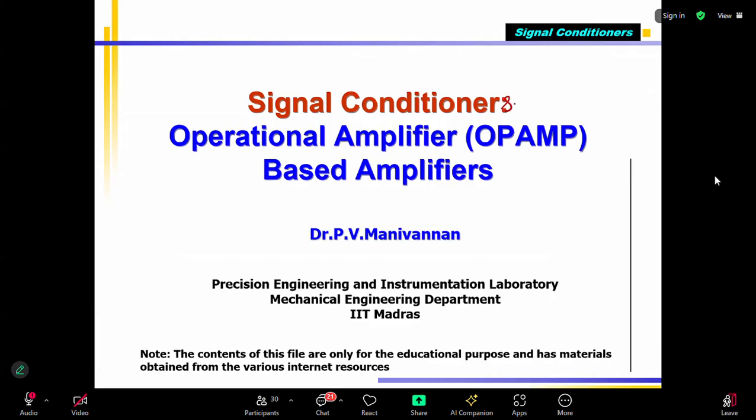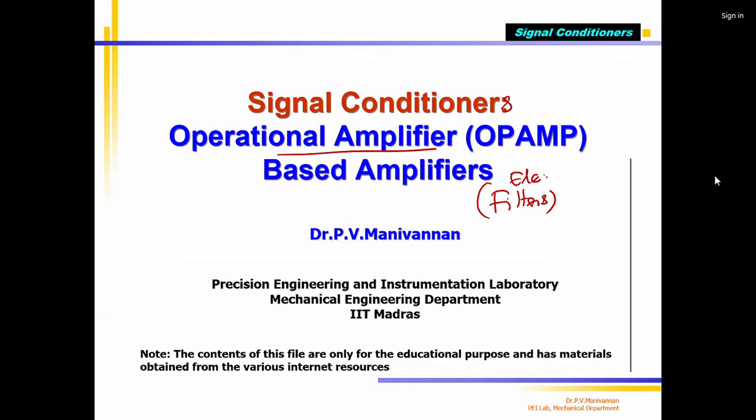Signal conditioners have two parts. One is amplifiers. The other, which we will cover in the next class, is filters, which are electronic noise filters. Note down, we are going to talk about that separately next class. Today we are going to talk about amplifiers.